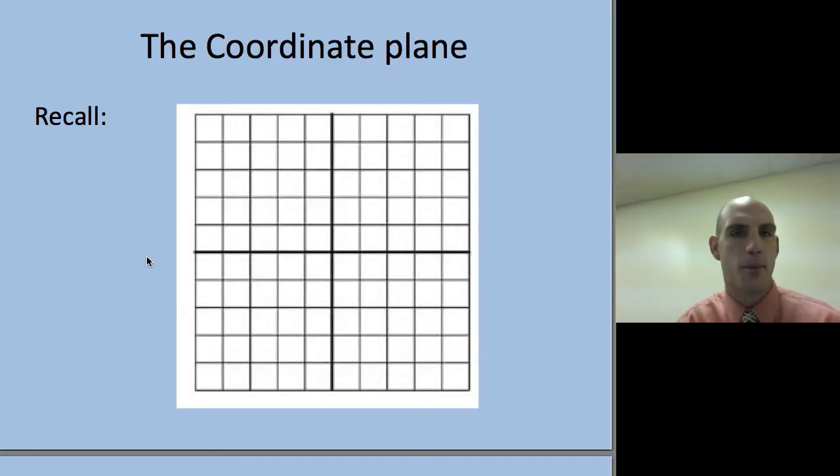Welcome back. Today we're going to talk about the basics of graphing lines, circles, and parabolas. First of all, let's recall something about the coordinate plane.